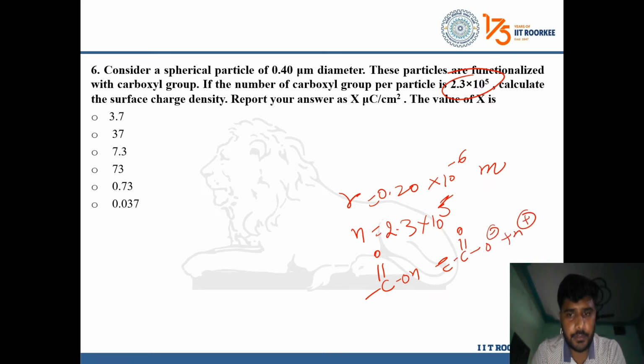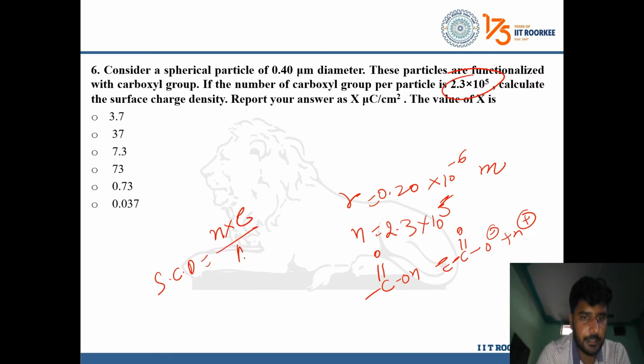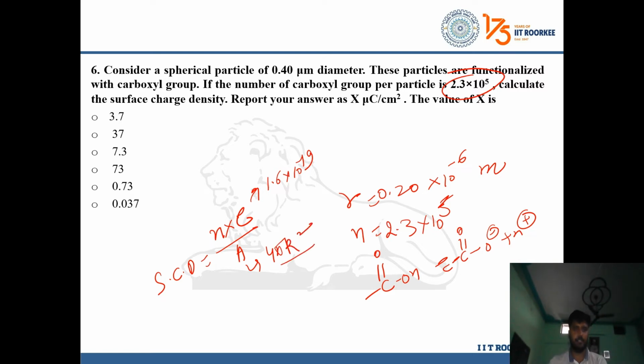So this is the charge of one electron. What you can do is calculate the surface charge density: the number of charges, multiplied by the number of functional groups, multiplied by the charge, that is e, divided by area. The e value is 1.6 times 10 raised to minus 19, and the area will be 4 pi r square for spherical particles. You can calculate easily.